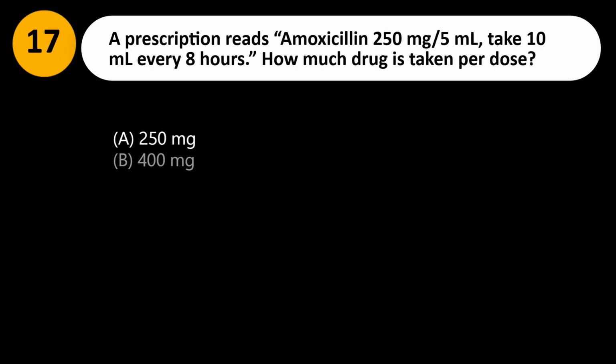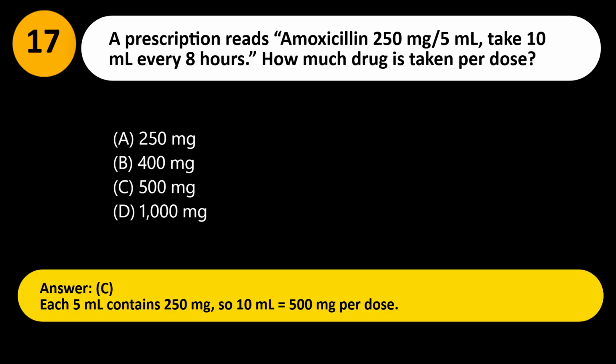A prescription reads amoxicillin 250 mg per 5 mL, take 10 mL every 8 hours. How much drug is taken per dose? A. 250 mg. B. 400 mg. C. 500 mg. D. 1000 mg. Answer, C. Each 5 mL contains 250 mg, so 10 mL equals 500 mg per dose.